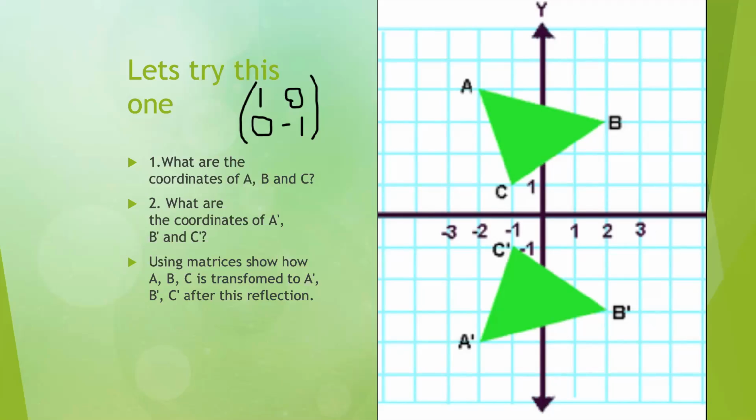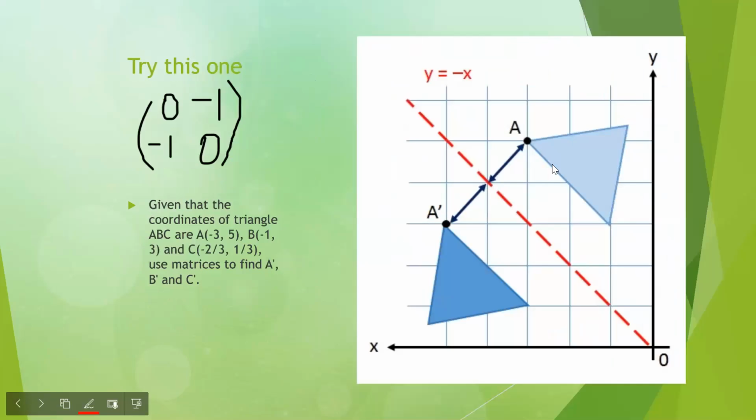So for your homework, what I basically want you to do for me, after you find the coordinates, is to show me, by multiplying the matrix for the reflection by the points of the object, that you can get the image points. That's what I want you to show me. So that's this one, and also you have this one, which is a line y equals negative x.